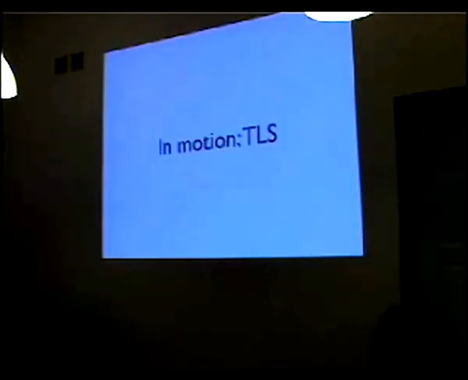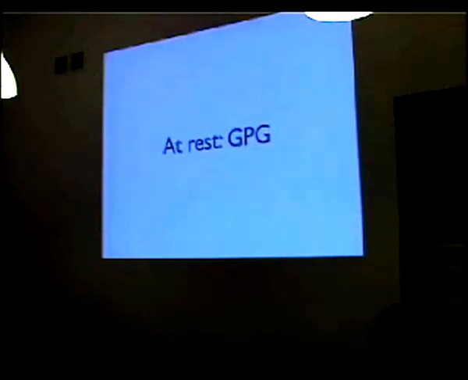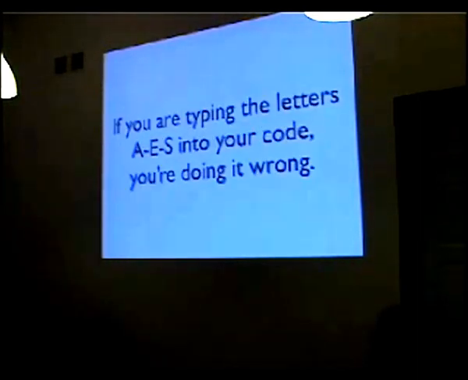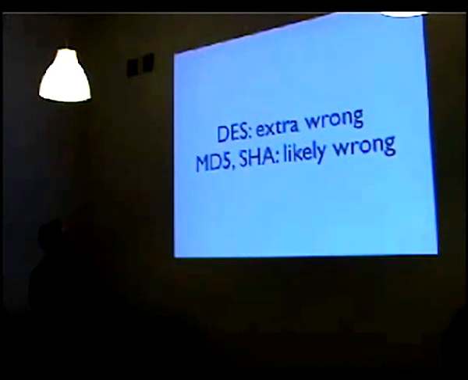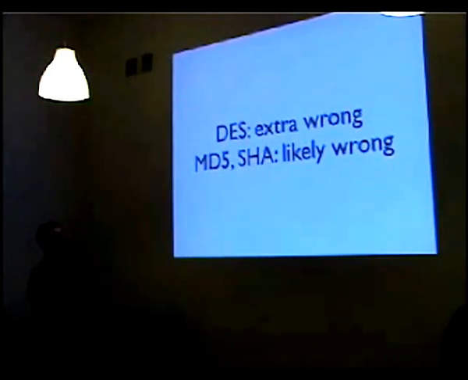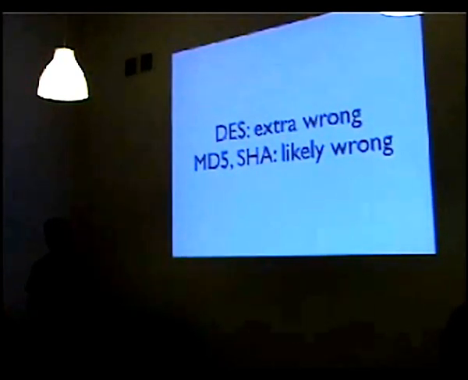If you have data that is currently being transmitted, use TLS. If you have data that's not being transmitted and you want to encrypt it, then use GPG. If you're typing the letters AES into your code anywhere, you're doing it wrong. If you're typing the letters DES, then you're extra wrong. And if you're typing the letters MD5 or SHA, then you're likely wrong.